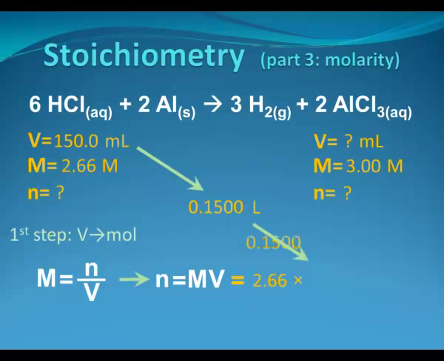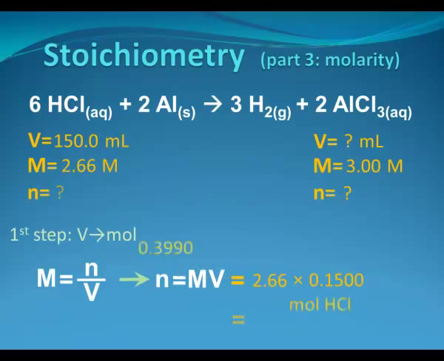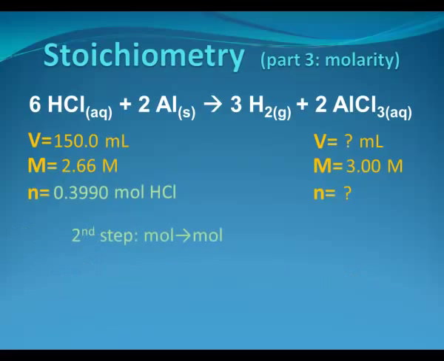We have to convert milliliters to liters by moving the decimal place 3 places to the left. Now we can put it in the problem, 2.66 times 0.1500, and we can come up with an answer, 0.3990 moles of HCl. Okay, step 1 done. Now let's move on to step 2, moles of one thing to moles of another.